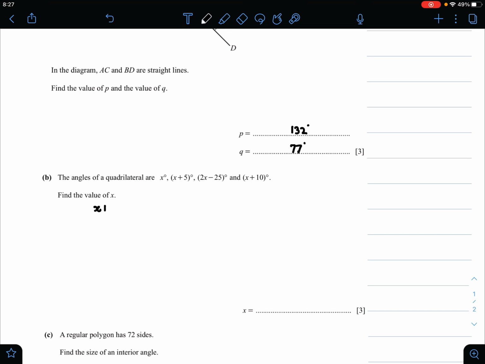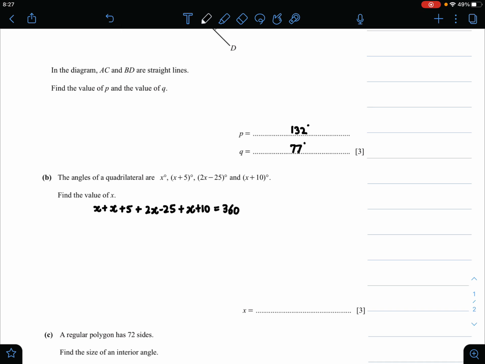So x plus 5, plus 2x minus 5, plus x plus 10 is equal to 360. So now all we need to do is solve for x.